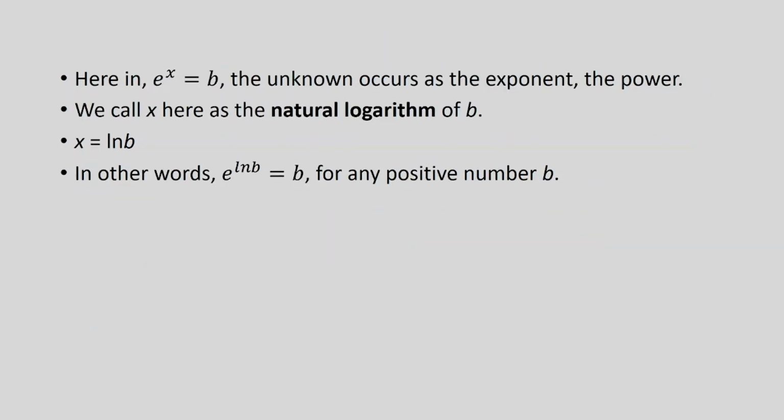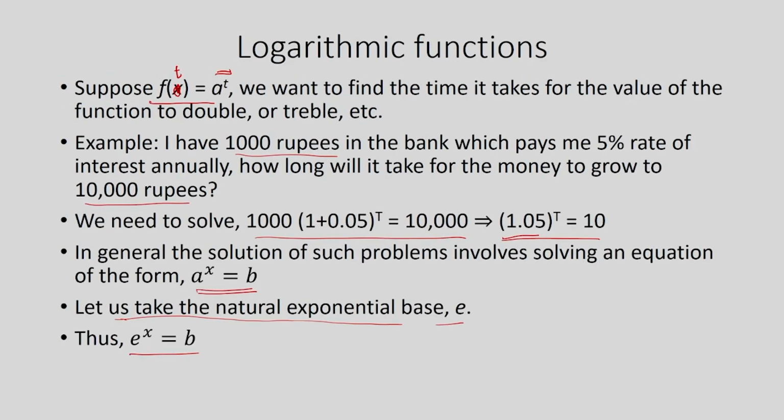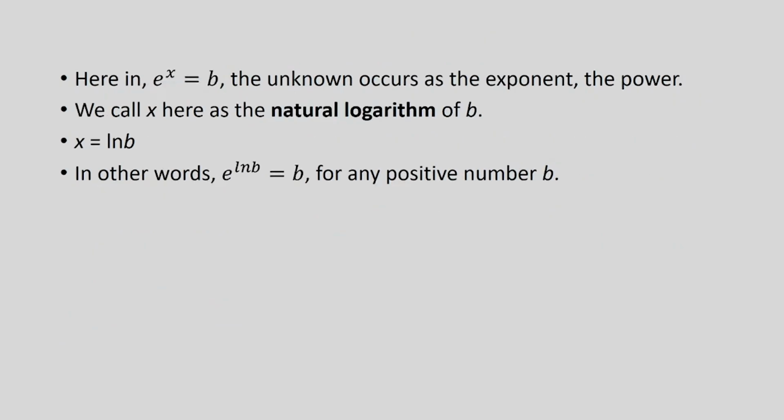Here in e to the power x is equal to b, the unknown occurs as the exponent. So, x is the unknown, right? e we know and b is also known to us. What is not known is that small x, and that is appearing as the exponent. So, it is the power. So, here for example, the t has to be found out, but t is appearing as the exponent.